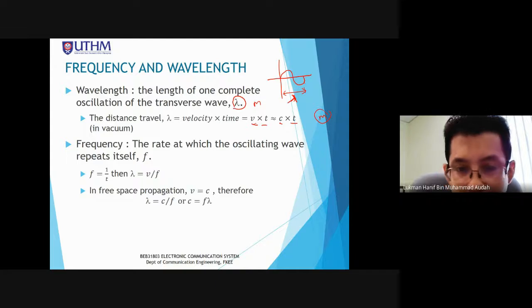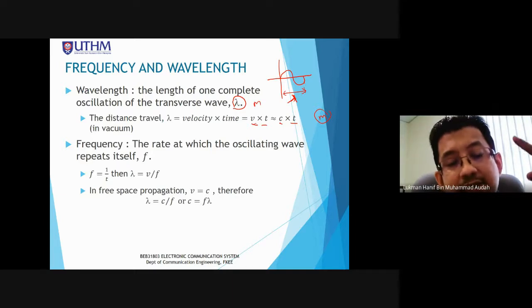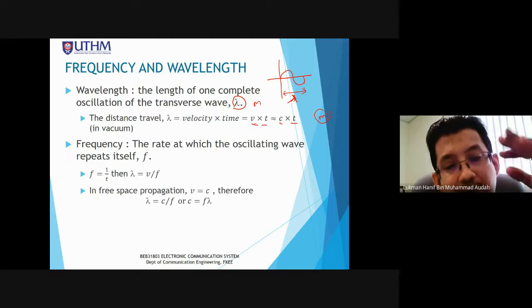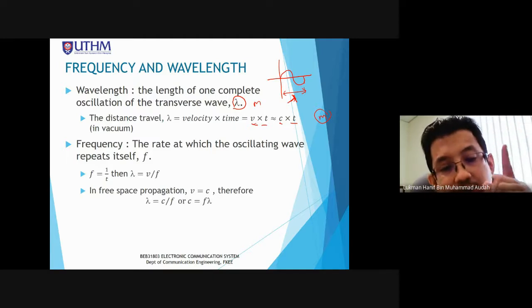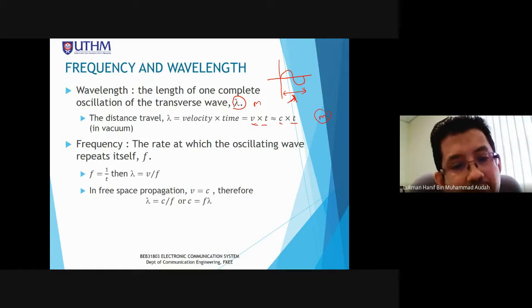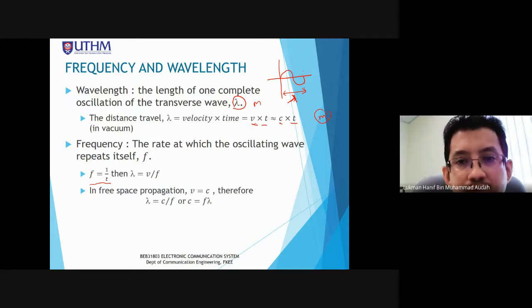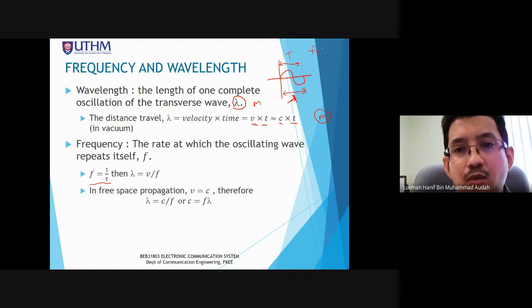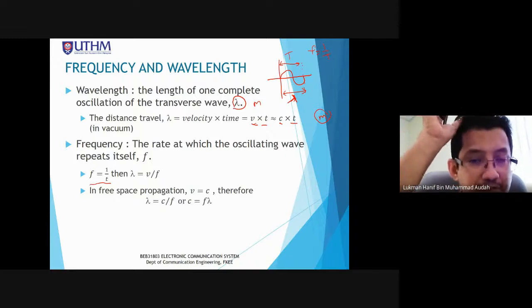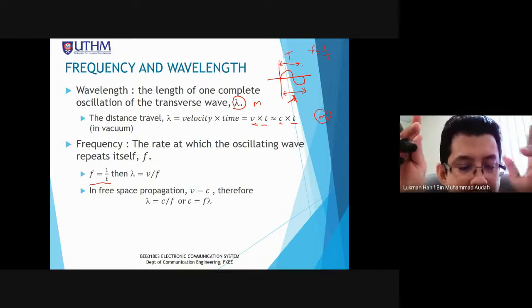Frequency. Okay. So frequency is the rate at which the oscillation repeats itself. Adalah kadar perubahan dalam masa satu saat. Kadar perubahan gelombang itu, kadar oscillation dalam masa satu saat. Berapa banyak dia oscillate. Okay. So it is equal to F is equal to 1/T. Ini tempo untuk satu kitaran lengkap T. Ini kita tahulah. So F is equal to 1/T. The period of time, the time for the wave to complete one cycle.